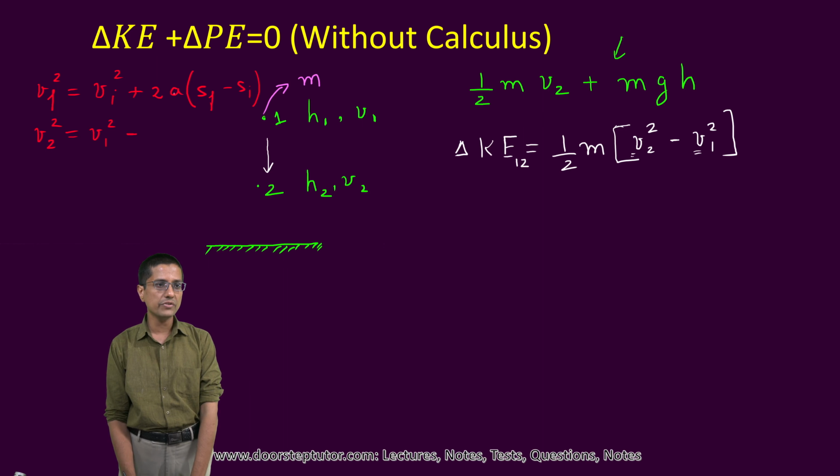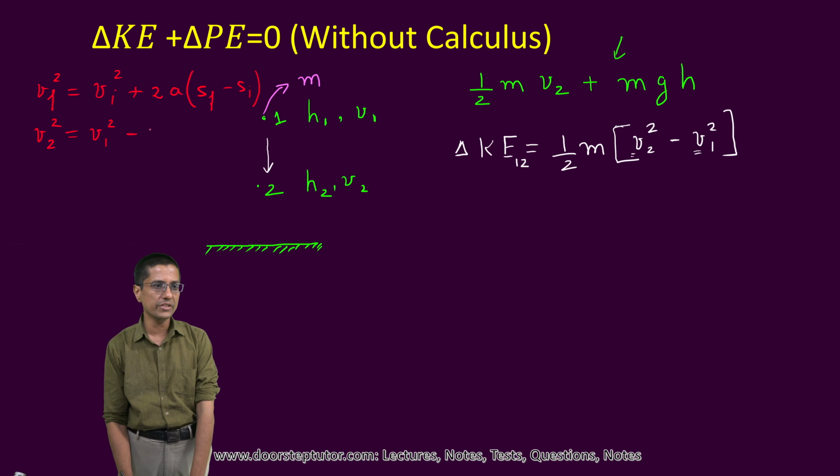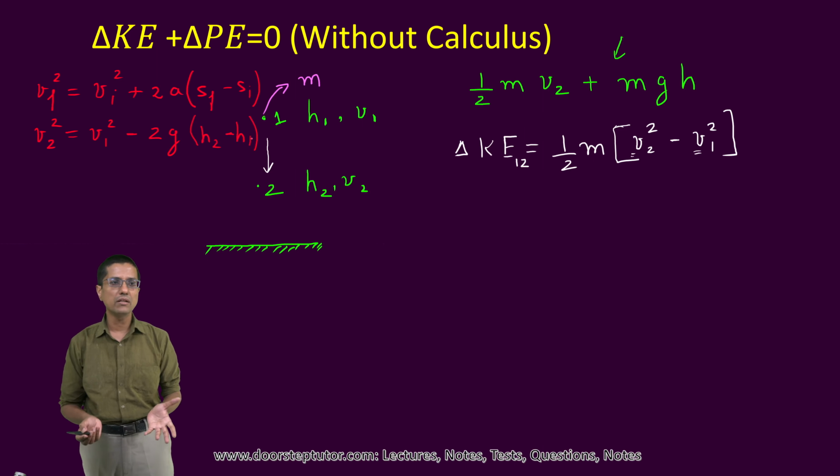And of course this g, the acceleration due to gravity, is in the downward direction, so this is negative. We will just use a minus sign here and use g. And S final is, of course, H2, minus initial, which was H1. So very, very simple, not hard at all.